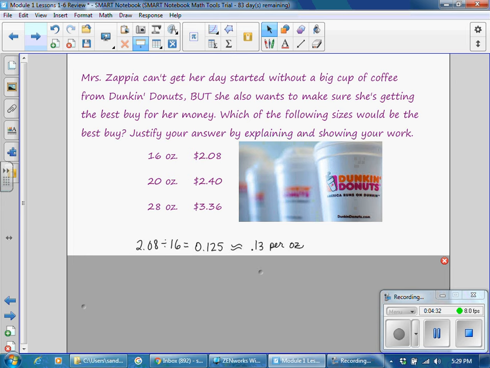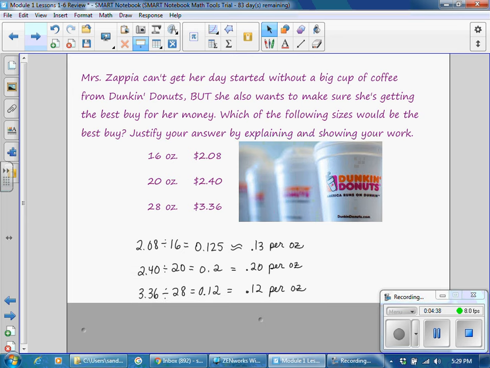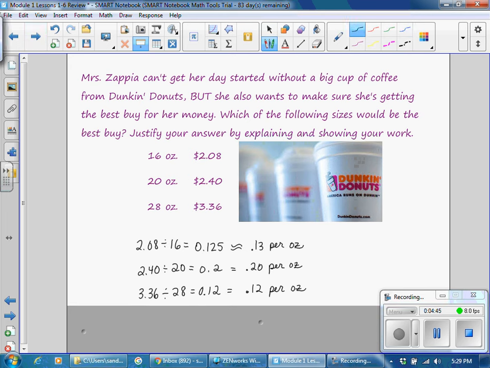The 16-ounce cup is 13 cents per ounce. The 20-ounce cup is 20 cents per ounce, and the 28-ounce cup is 12 cents per ounce. The better value is the one that is the cheapest per ounce, so the better value is the 28-ounce cup.